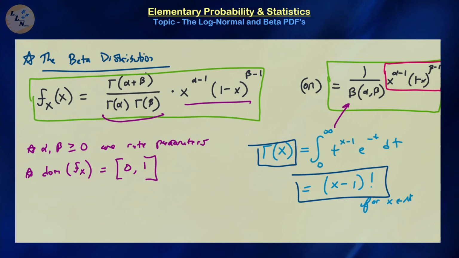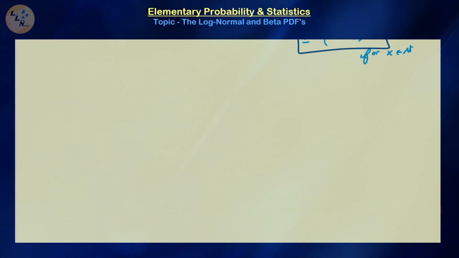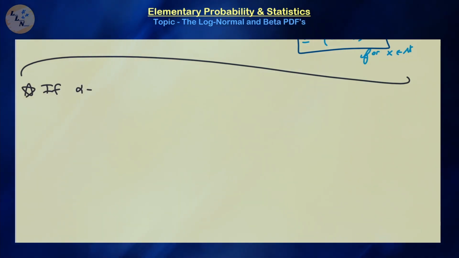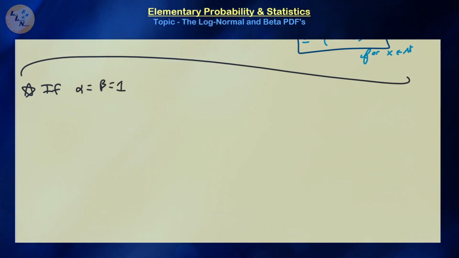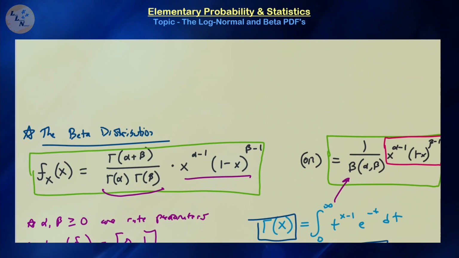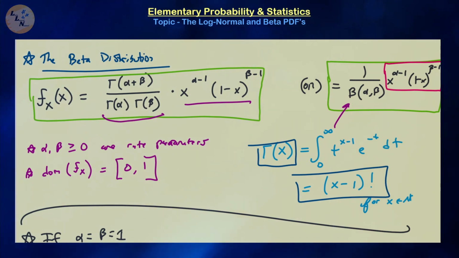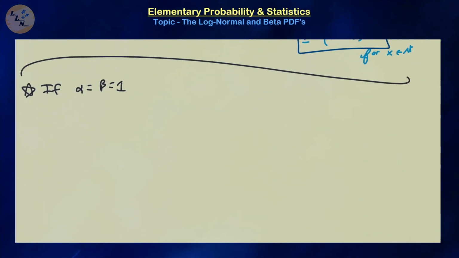One of the very cool things about the beta distribution is that depending on the values of alpha and beta, you can actually get a wide variety of different shapes for that distribution. A particular example is what happens when alpha and beta are both equal to 1. So x to the 0 is 1, 1 minus x to the 0 is 1, and we're just going to be left with Gamma of 2 divided by Gamma of 1 times Gamma of 1, and one can show that that's just going to be equal to 1. So f of x is going to be equal to 1 on the interval from 0 to 1.